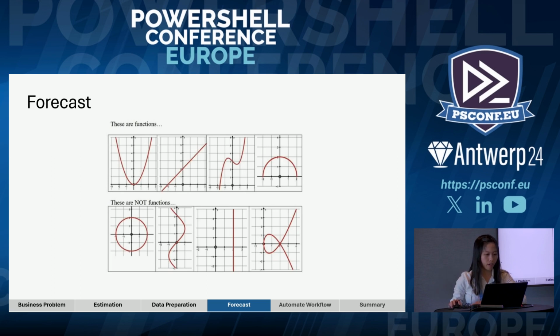So in the first row, if you draw any vertical line, the vertical line only meets the curve at one point, a maximum of one point. But in the second row, if you draw a vertical line, it can reach the curve at multiple points. So the first is a statistical function, the second is not. In the scope of this presentation, to make it easier for business users to understand, I only introduce the first one.